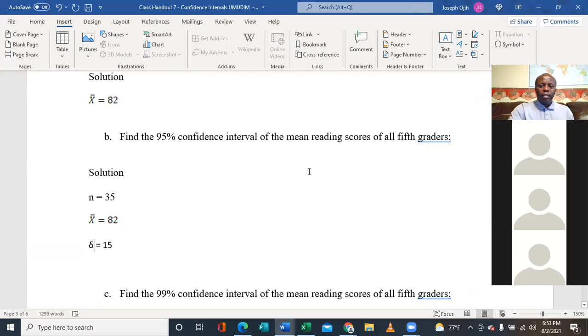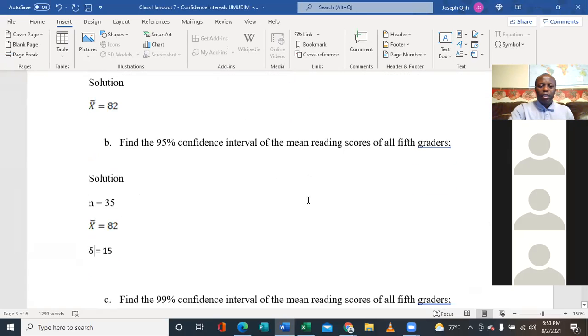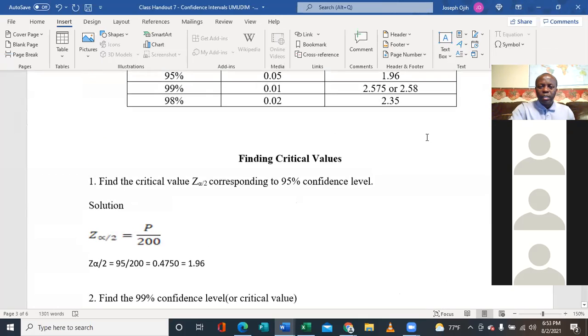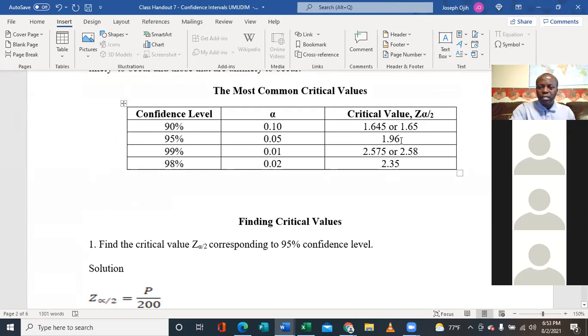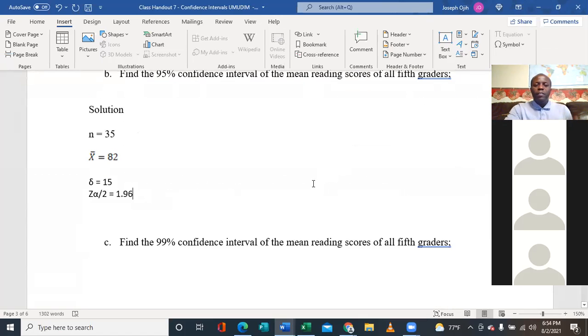Then it says find the 95% confidence interval for the mean. So our Z alpha over 2, that's the critical value, for 95% we have it here on the table as 1.96. So we put 1.96 here. The 1.96 you got from the 95% confidence level. Now, this is the first step, to list them out.